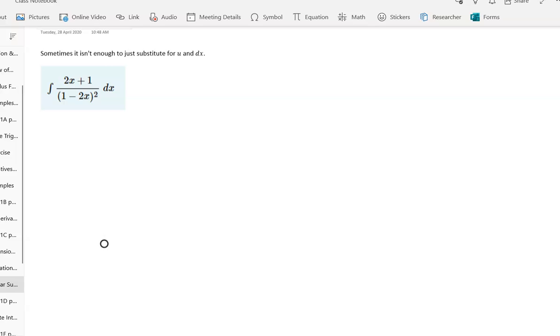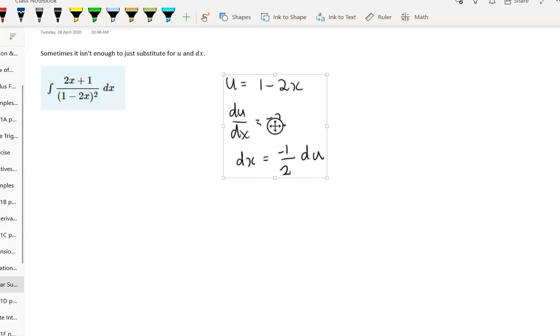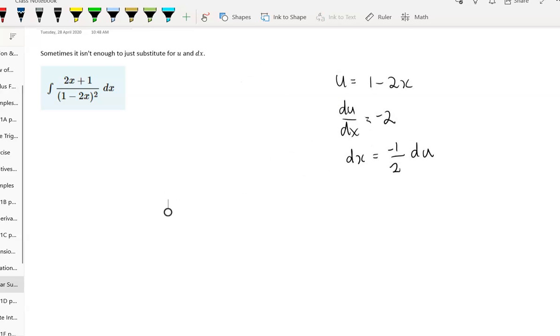All right, so what we need to do, as per usual, is identify first of all what our u function is. Well, as we've done in the past, our u is going to be 1 minus 2x. It's the one inside the brackets. Therefore, du dx is going to be equal to negative 2. And therefore, as we've done a few times now, negative a half times du is going to be our substitution. So if I do that, first of all, I might just move that over a little bit, just give myself some more room.